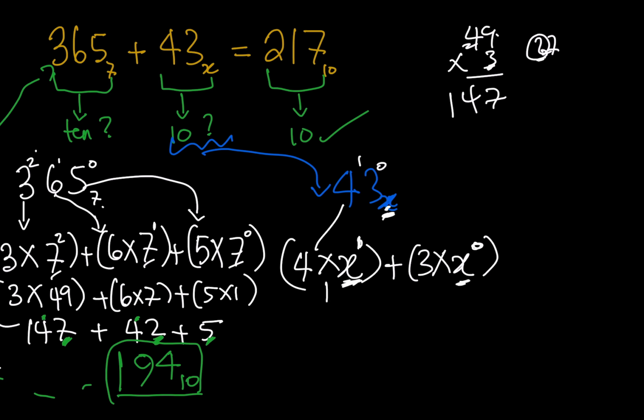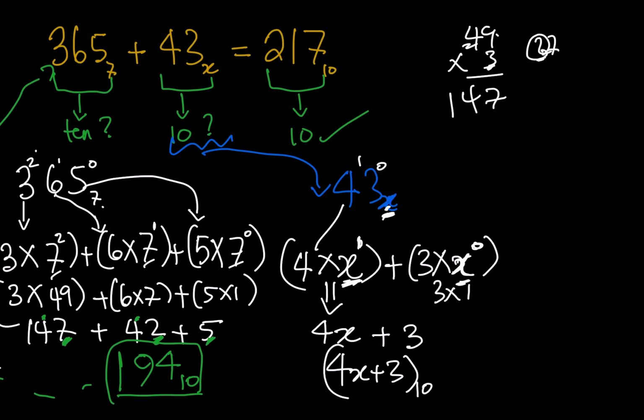Don't forget that. So that here becomes 4 times x to the power 1 is 4x plus 3 times, this is 3 times 1 because x to the power 0 is 1. Any number raised to the power 0 is 1. So 3 times 1 is 3. All right. So that we are having 4x plus 3 in base 10. And it's all equal to 217.